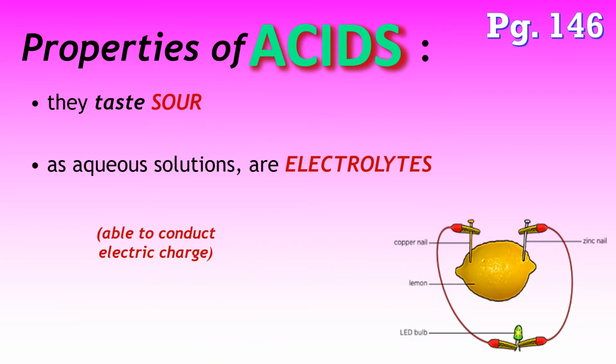Acids, when dissolved in solutions, are electrolytes. That means they're able to conduct electric charge. You may have seen a version of this experiment where nails made from two different metals, perhaps one copper and one zinc, are placed in a fruit like a lemon. The nails differ in their ability to move electrons around, and this causes a circuit to form from one side of the lemon to the other, and the moving electric charges in that circuit are sufficient to do a little work, like perhaps causing a little light bulb to glow.